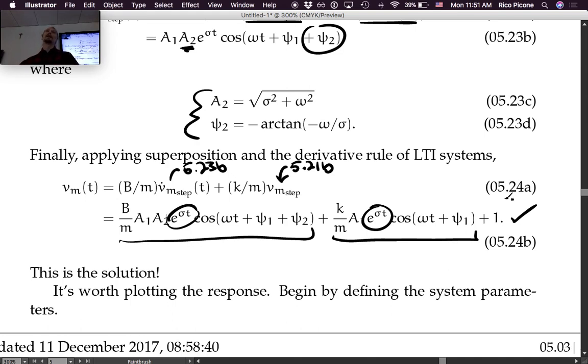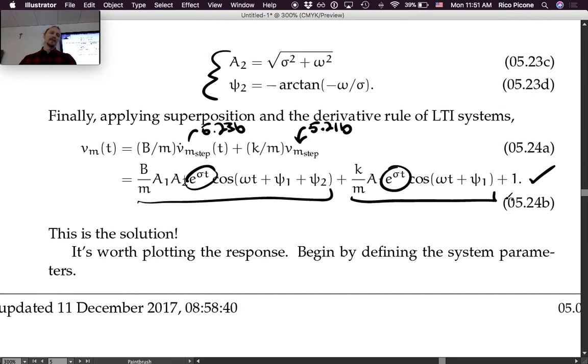This is how I was debugging my stuff last night. I was like, this can't be right. I'm not getting 1 out. So yeah, this is the solution.